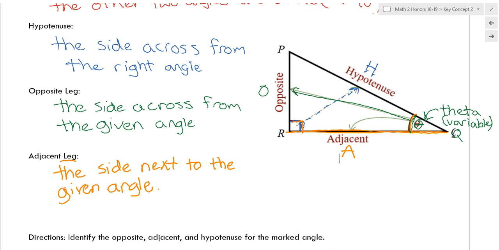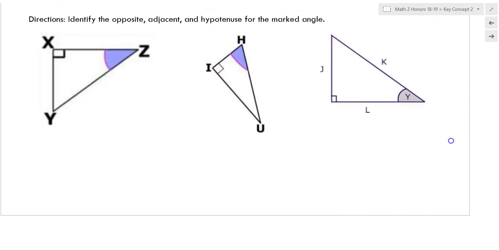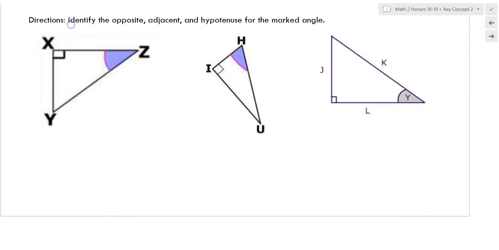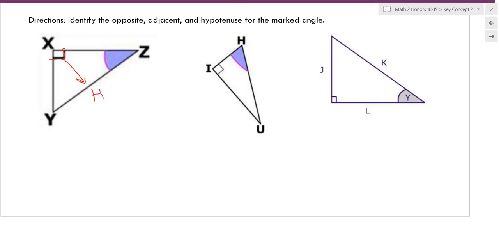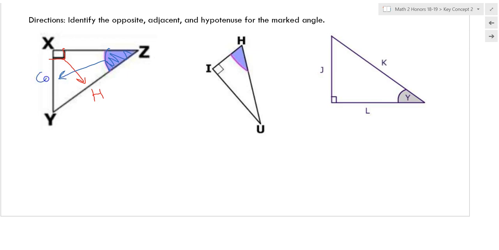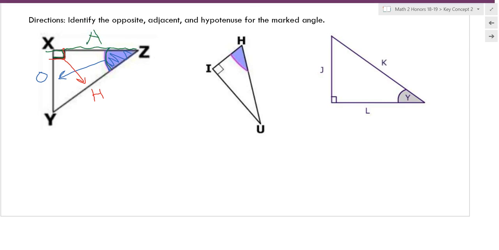All right, so the first thing we're going to do is identify the opposite, adjacent, and hypotenuse for the marked angle. Starting with the hypotenuse, here's my right angle, hypotenuse. Easy. Opposite: here's my marked angle, it's shaded. Across from that is the opposite. And then adjacent: here's my angle, here's my right angle. Between the two is my adjacent side. Easy peasy.